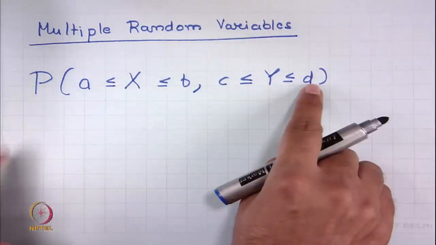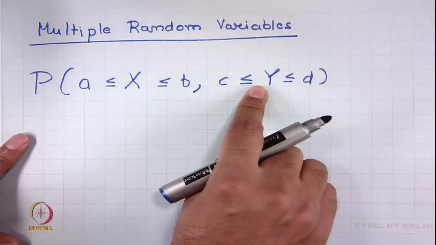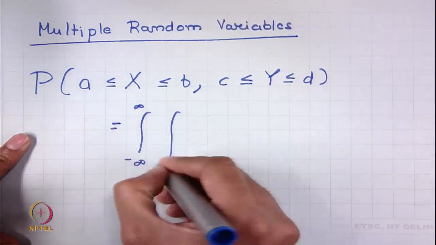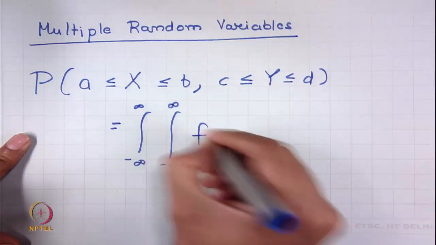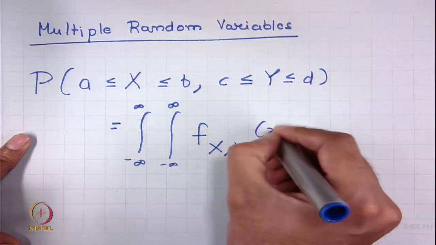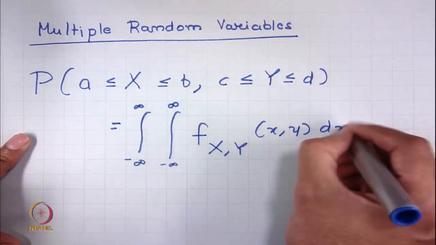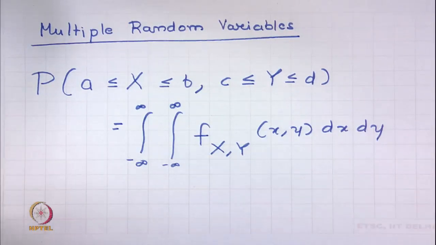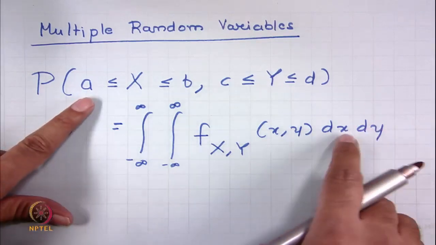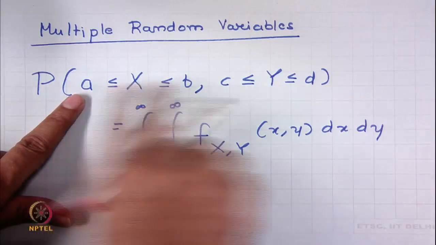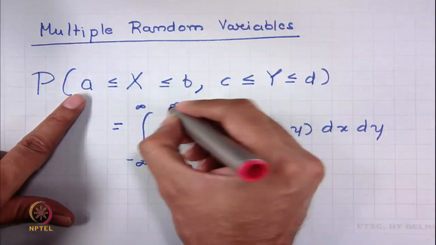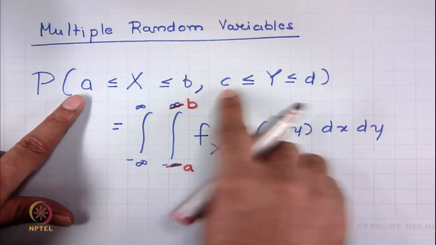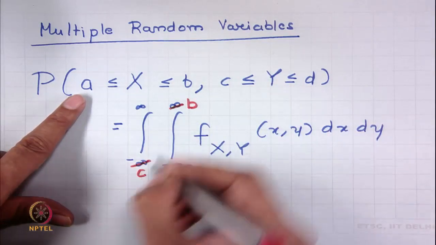So, if you have to evaluate this probability and x and y are continuous random variables, then what I will end up with is, because I am interested in the random variable x taking a numerical value between a and b, this limit has to be from a to b, and as I am interested in random variable y taking a numerical value between c and d, this limit has to be between c and d.